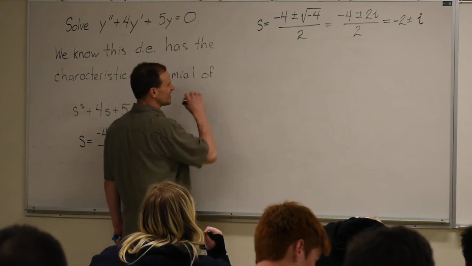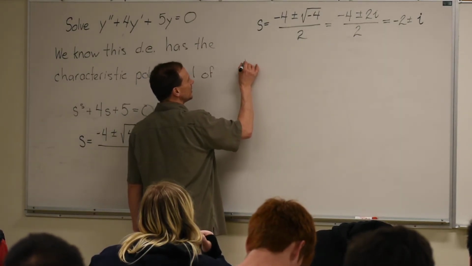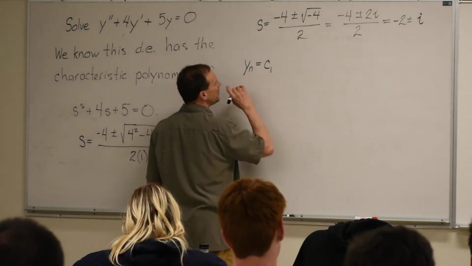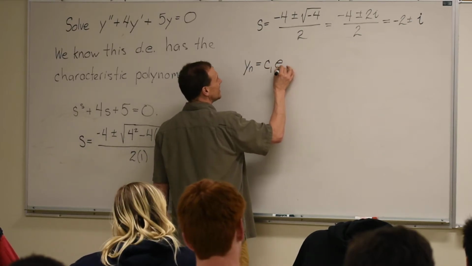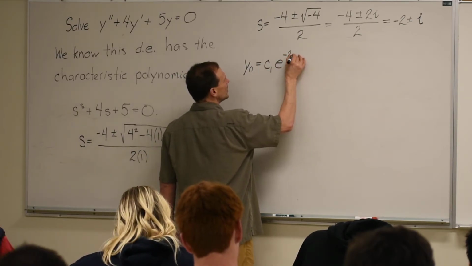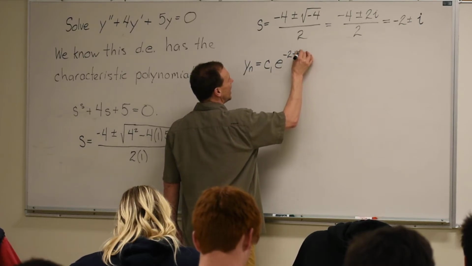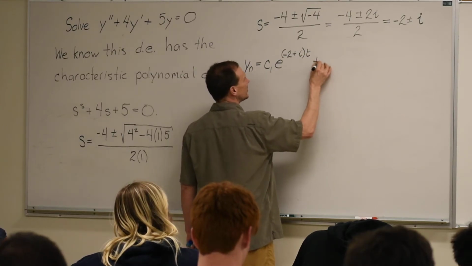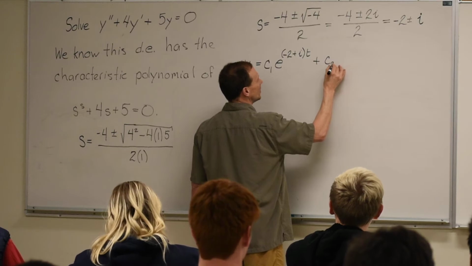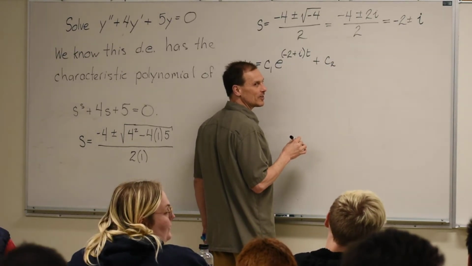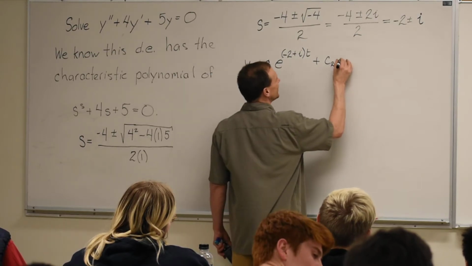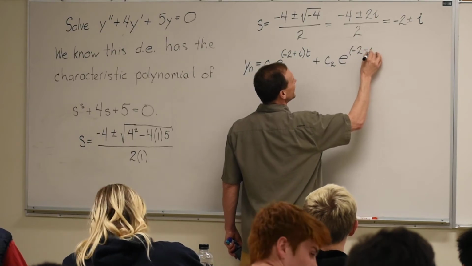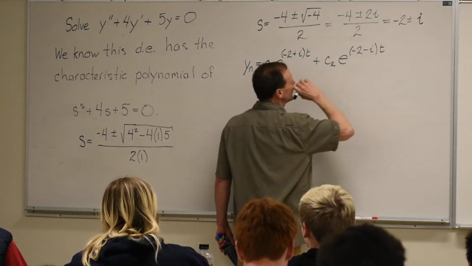All right, let's write it out. So this says we have our solution, again, two solutions. We have y null is equal to C1 e to the minus 2 plus i times t, plus C2 e to the minus 2 minus i times t.